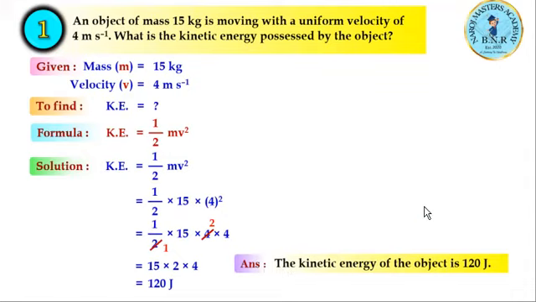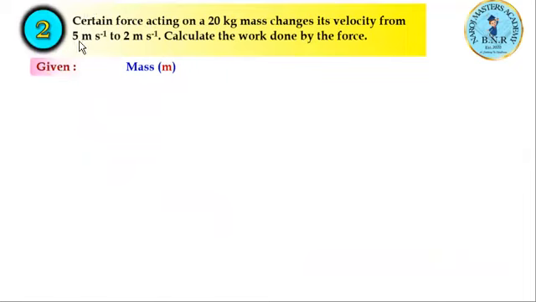Is it clear? And next: a certain force acting on a 20 kg mass changes its velocity from 5 meters per second to 2 meters per second. Calculate the work done by the force. It is not by the object, it is by the force on the object actually. A certain force is acting. Simply, you know very well. So let me tell you. Here two velocities are given. So kinetic energy. Calculate the work done by the force.